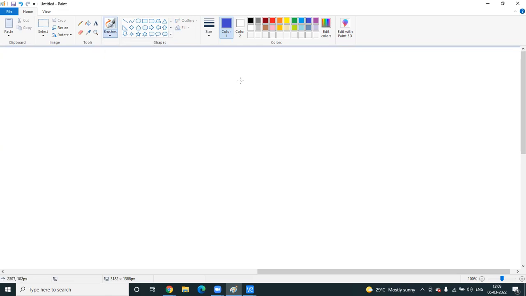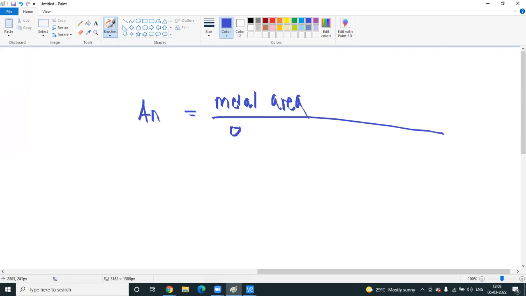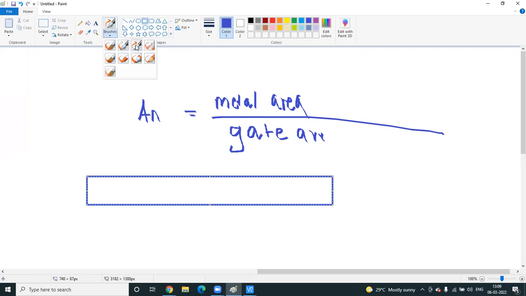Antenna ratio means for every technology there is a value. Antenna ratio formula is metal area by gate area. So in the layout you will find the length and width. This length is connected to the gate. Length and width multiplied is called area. Gate also has length and width, so you will find the gate area.